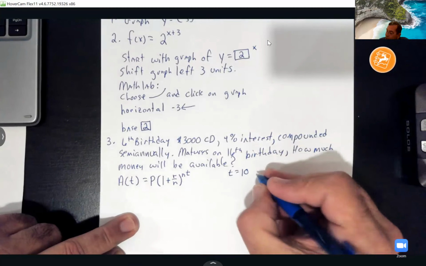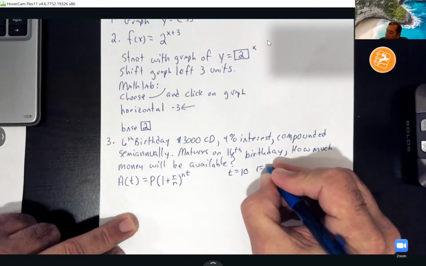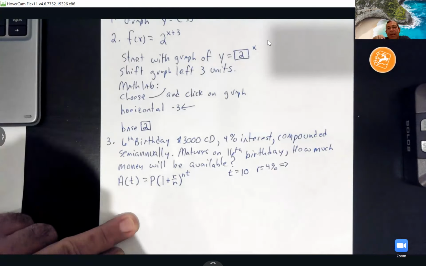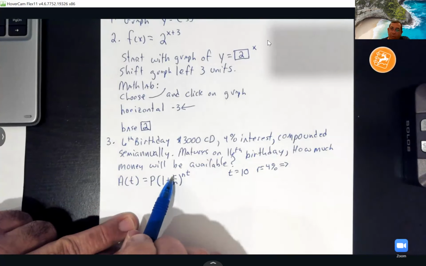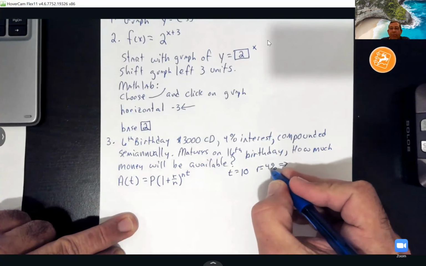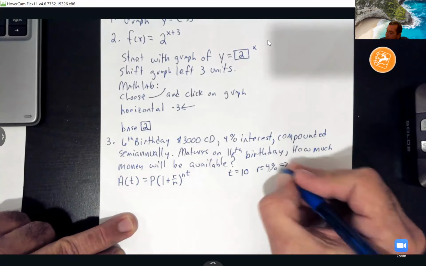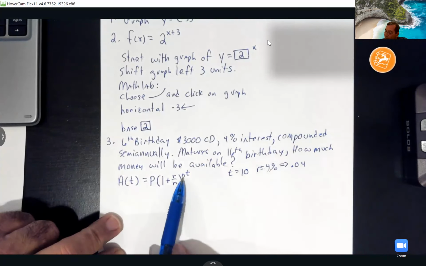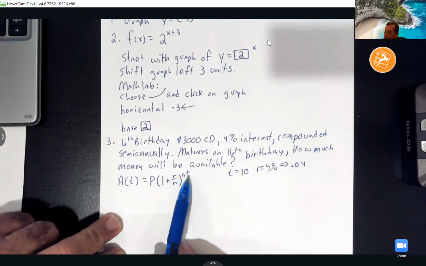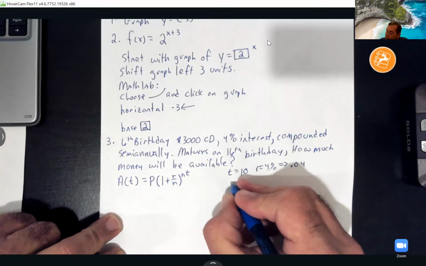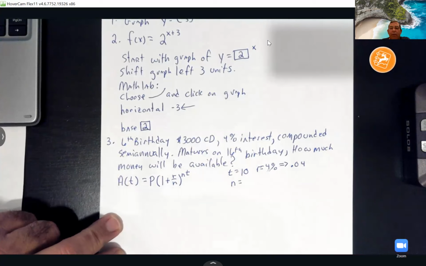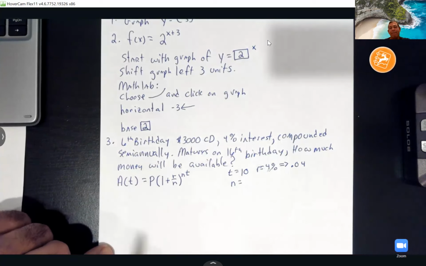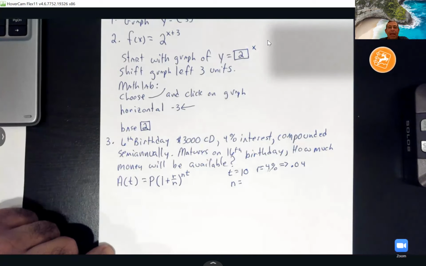R is my interest rate. Well, remember, R is 4%. But you need to turn that 4% into a decimal to use it in this formula. So remember, you would move that decimal left 2 units, and that would give us 0.04. So we got R and T. We need to figure out N. Well, N is the number of compounds. So what y'all got to figure out is, what does semi-annually mean? So what would y'all put for semi-annually on that one?